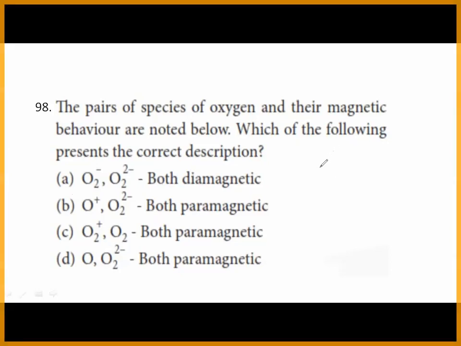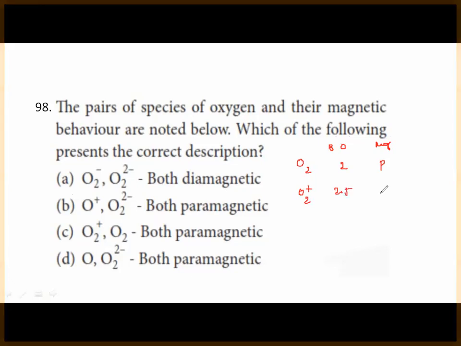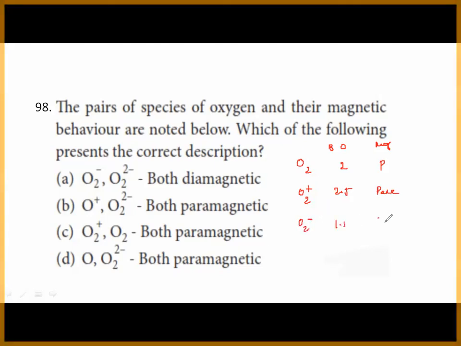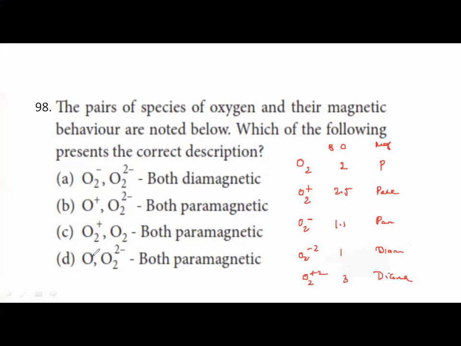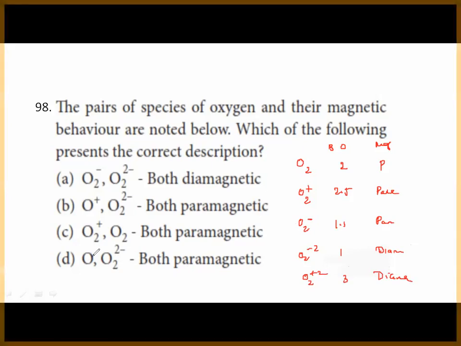We have noted, if it is O2, they have taken O2 also. So if it is O2, bond order is 2 and it is paramagnetic. If it is O2 plus, bond order is 2.5 and it is paramagnetic. O2 minus, bond order is 1.5 and it is paramagnetic. O2 minus 2, bond order is 1, it is diamagnetic. O2 plus 2, bond order we had seen, it is 3 and it is also diamagnetic, correct? Oxygen is a diatomic molecule, therefore we do not consider that part. Okay, so let us see here now.